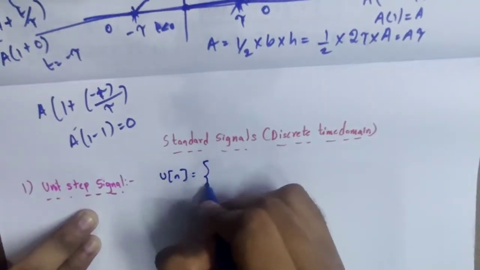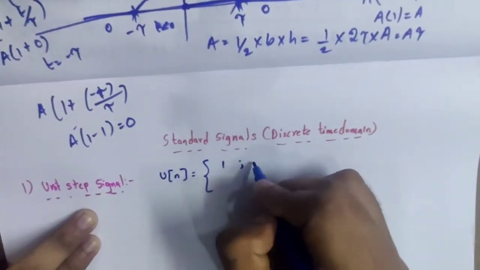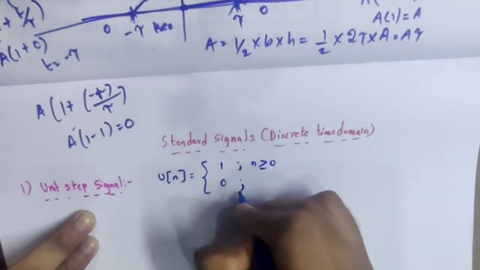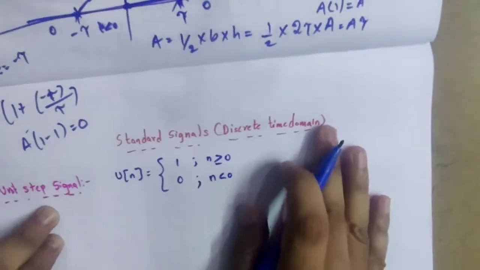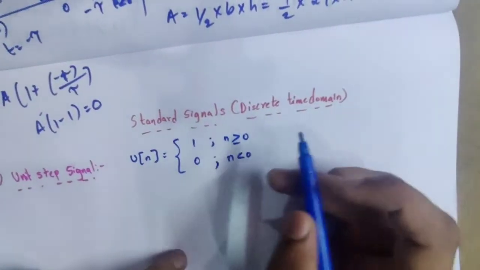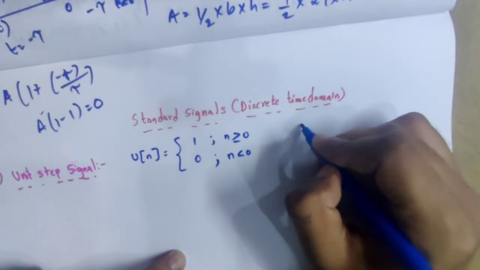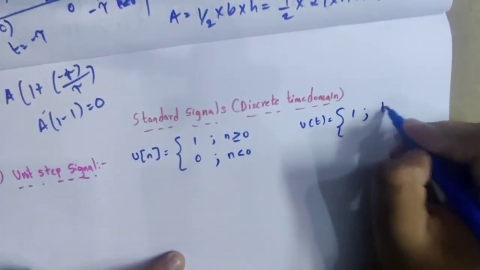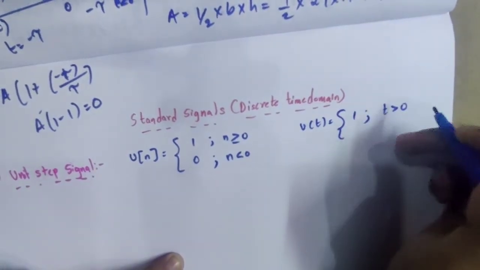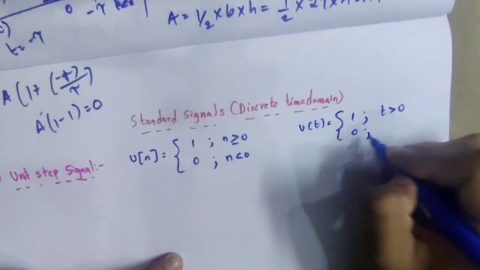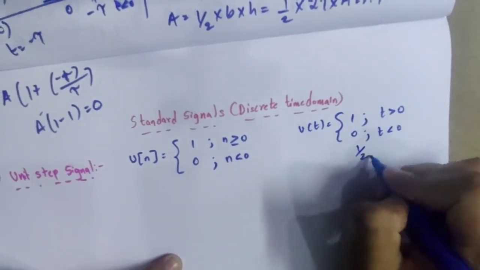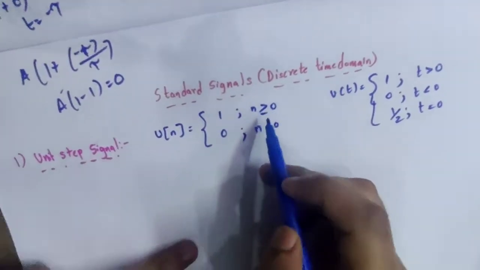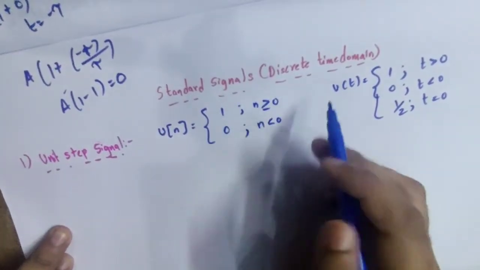u of n is equal to 1 for n greater than or equal to 0, 0 for n less than 0. Let us compare these discrete time domain signals with continuous time domain signals parallelly, so that we will get a clarity. u of t is equal to, what was this? 1 for t greater than 0. It was not equal to, only greater than 0, and 0 for t less than 0, and it was 1 by 2 for t equal to 0. But here in this case it is different. Here it is 1 for n greater than or equal to 0.